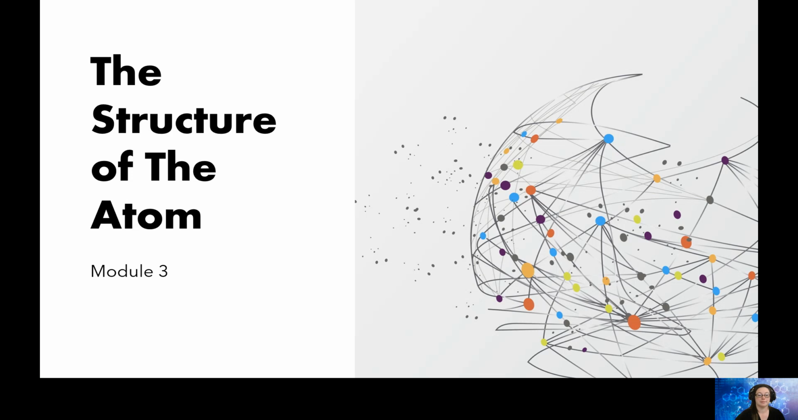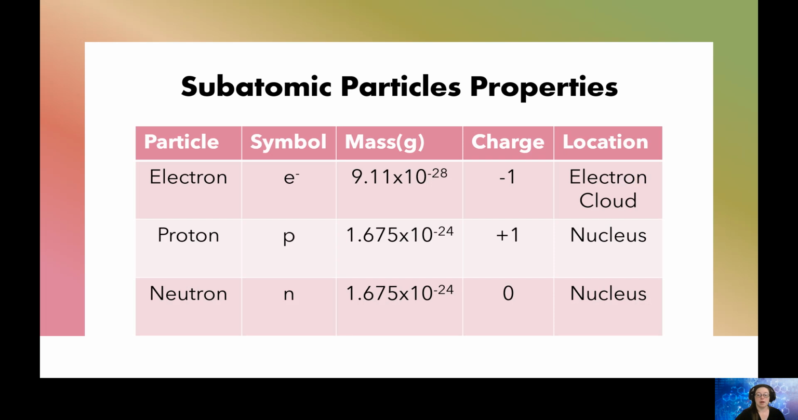We're going to start talking about how atoms can be different between different elements and even in the same element. So we're going to pick up here with just looking at the subatomic particles and some of their properties.